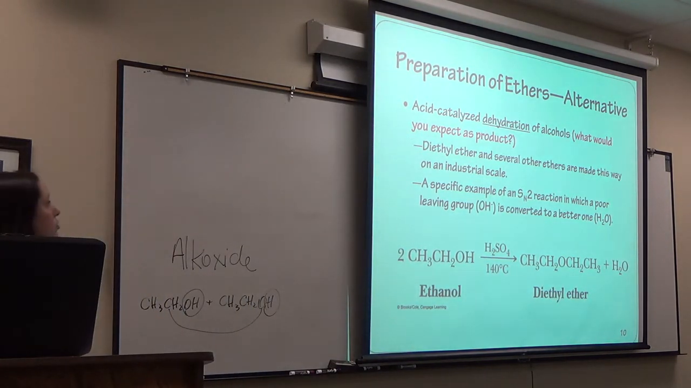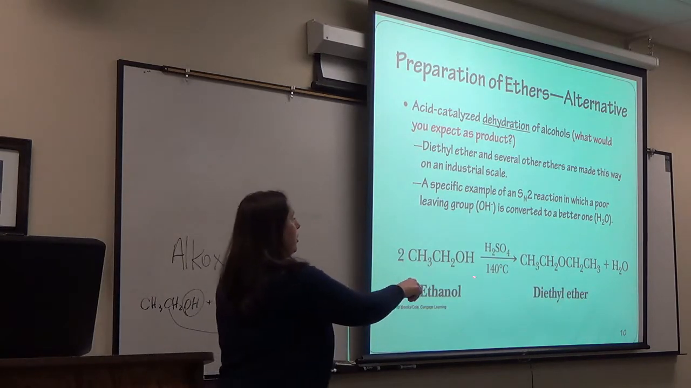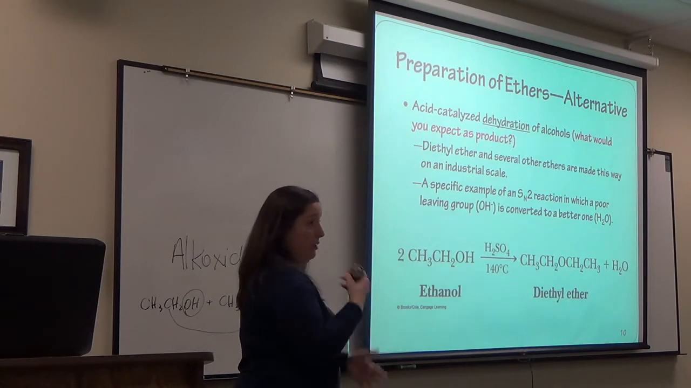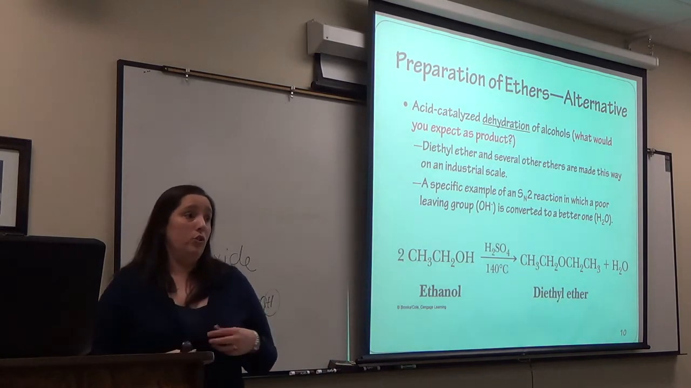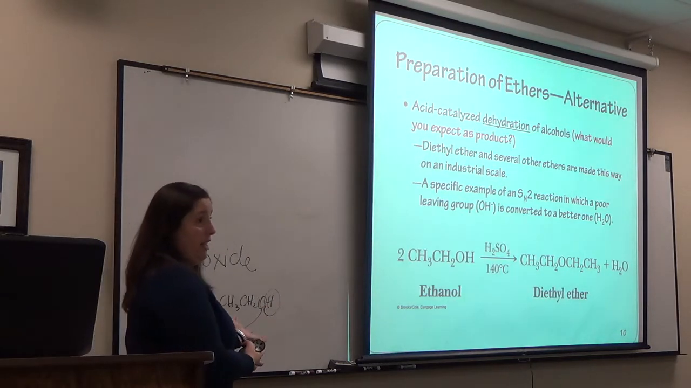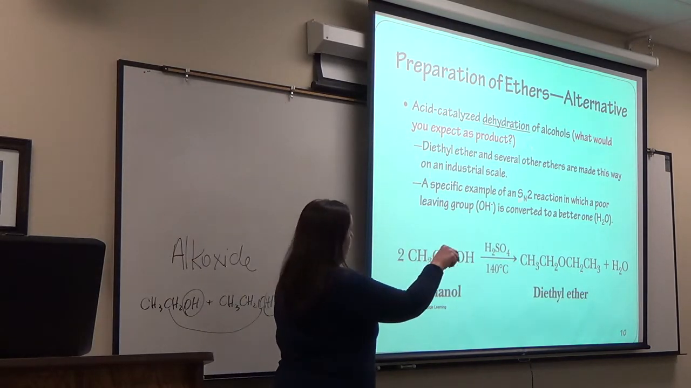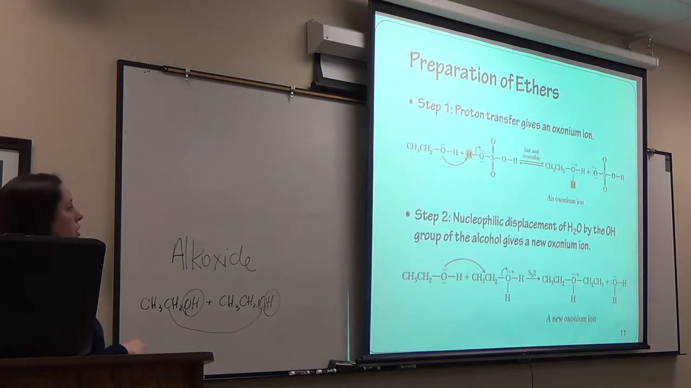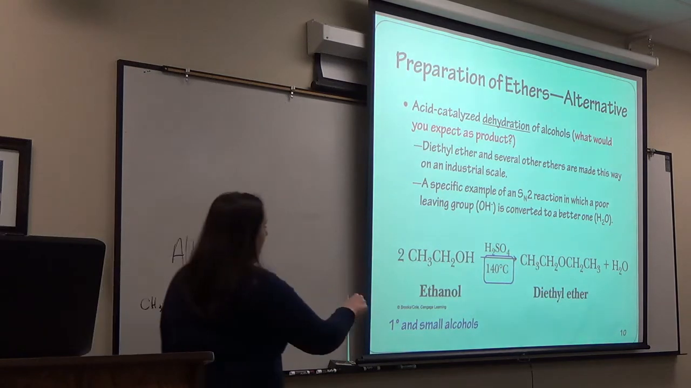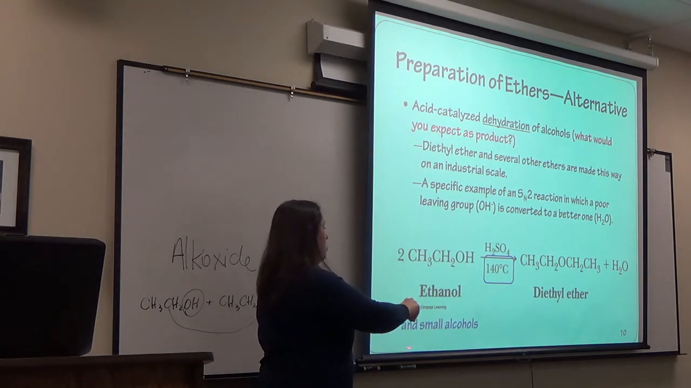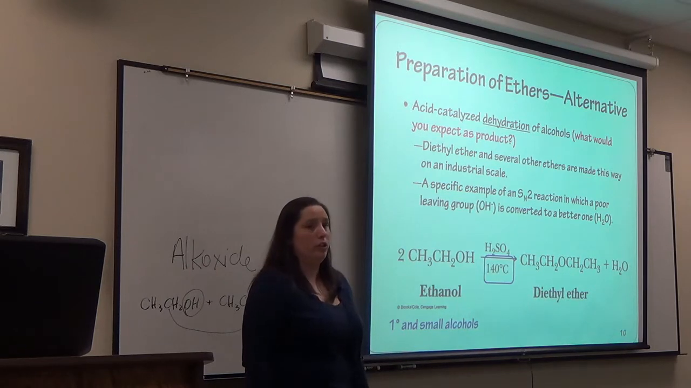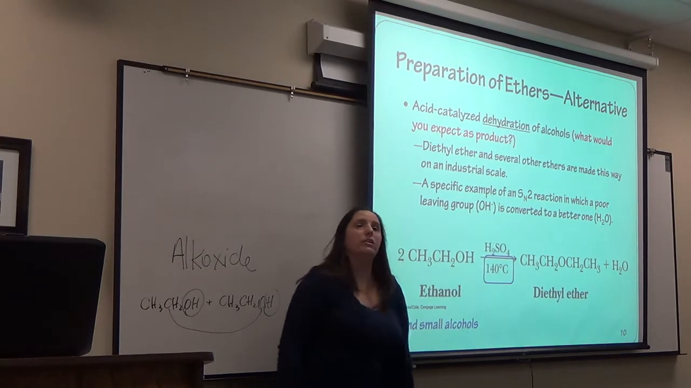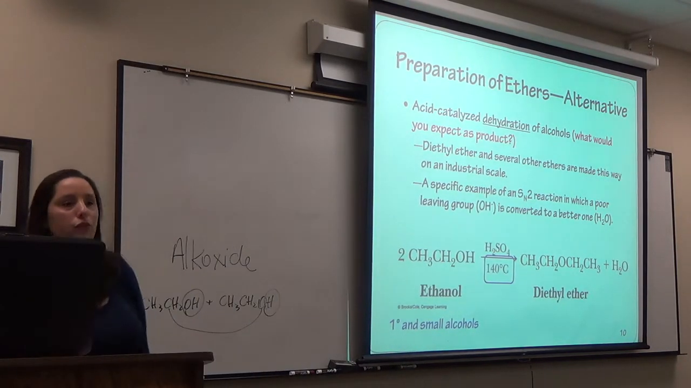So this is an alternative. And diethyl ether, again, is a very common solvent. We use it all the time. So it's made in large quantities in the industry. This is the industrial method that is used when you're trying to scale up and make a lot of it. But again, that temperature is really important. And you have to have primary small alcohols in order for this to work. The carbon that the OH is attached to is primary. It does not work for others.